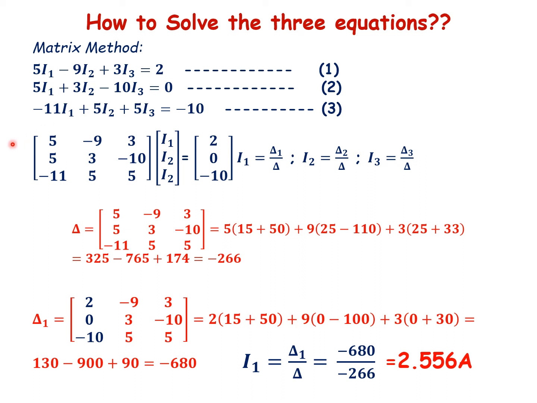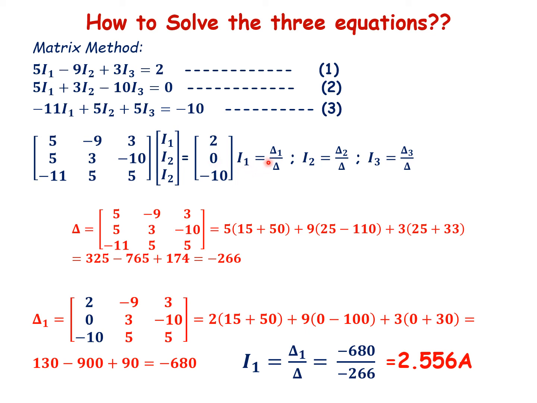So first of all we have to write the resistance in matrix form, then current, afterwards write the voltage. So resistance, all the resistor values you have to write. 5, minus 9, 3. 5, 3, minus 10. Minus 11, 5, 5. Then currents I1, I2 and this one is I3. Then 2, 0 and minus 10. So how to calculate I1?